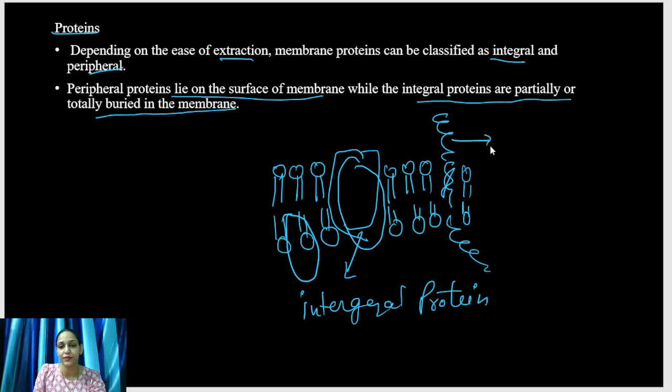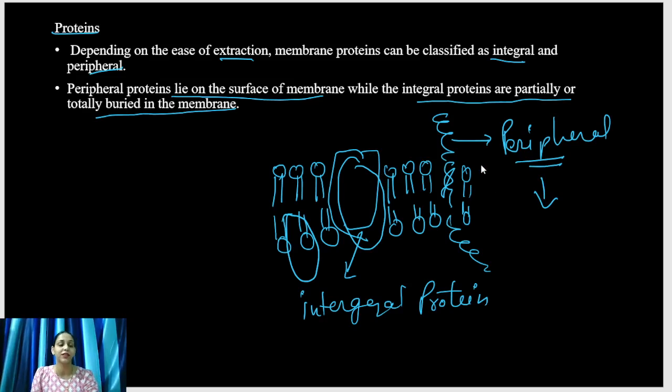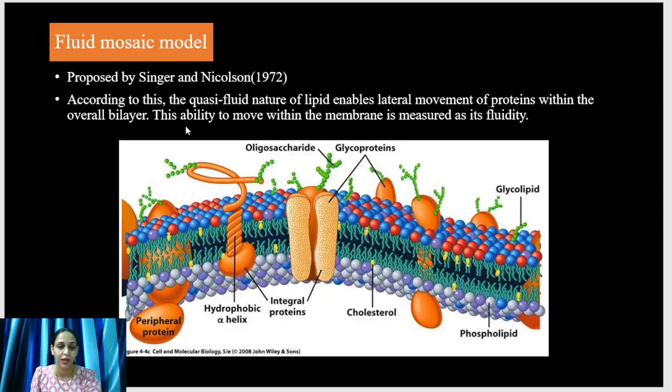And peripheral proteins lie on the surface of the membrane. These proteins help in the transport of molecules. Now, discuss about the fluid mosaic model proposed by Singer and Nicolson in 1972. According to the quasi-fluid nature of lipid, it means the fluidity of quasi-fluid nature, it means like the jelly.